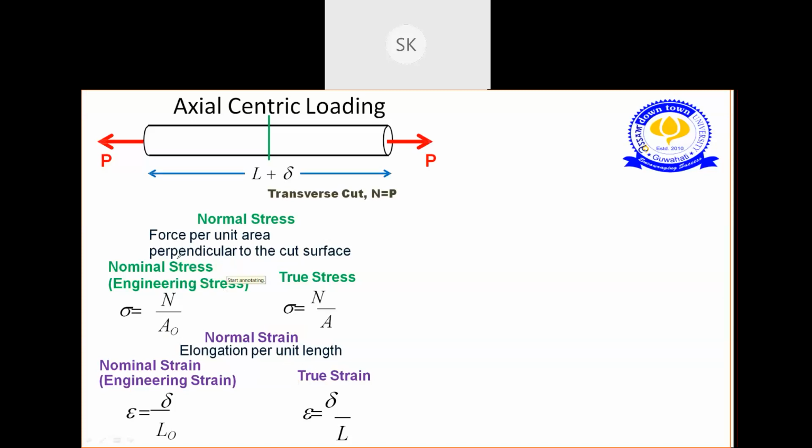These were the two types of stress: nominal stress and true stress. Nominal stress was force per original area, and true stress was force per the area we got after the body gets deformed. In strain, it is change in length by original length, and in true strain, it was the length after deformation. So these were the basic review. Okay, let's move to the next slide.